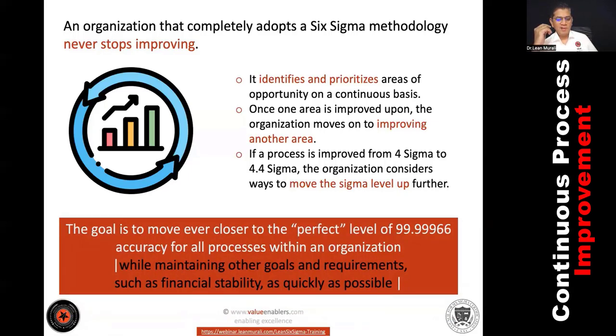What is the perfect level in Six Sigma terminology? It is 99.99966 percent, 3.4 defects per million opportunities. All of you type 3.4 DPMO.